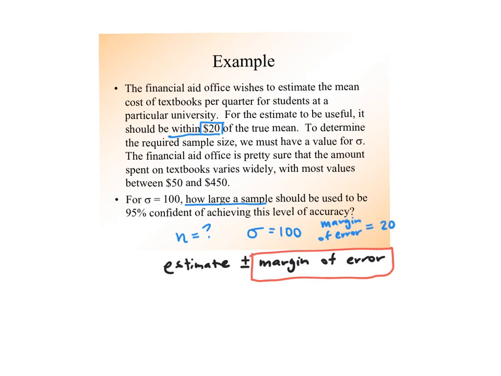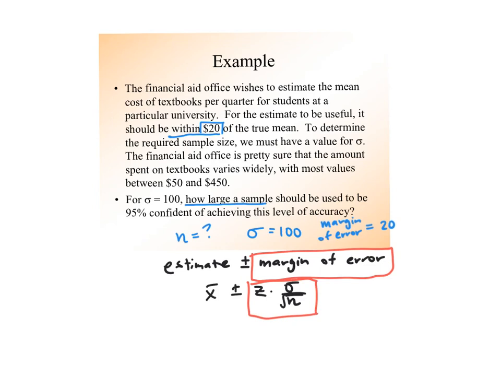Okay, but remember our formula, right? It was x bar plus or minus the z-score times the standard deviation over the square root of n. So what does that mean? Well, this part of the formula is the margin of error. So everything that I boxed in red is the margin of error. Okay, so I'm going to make an equality.